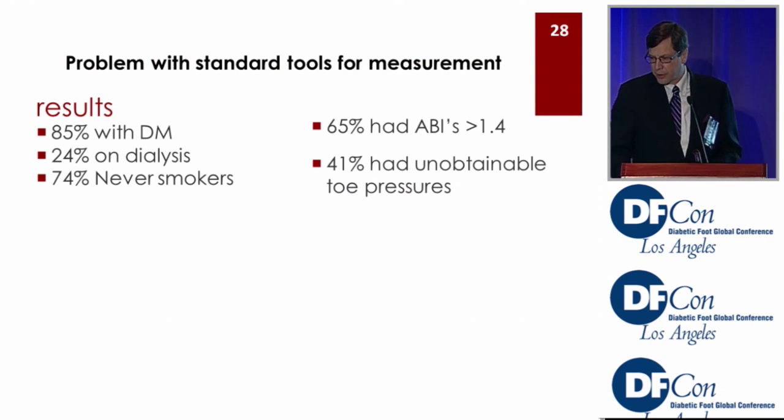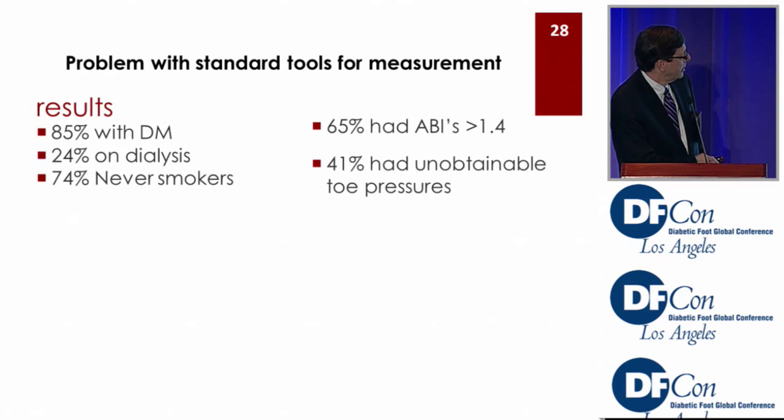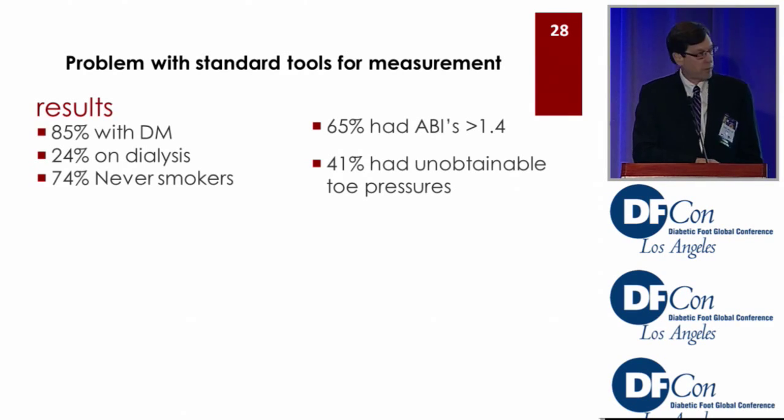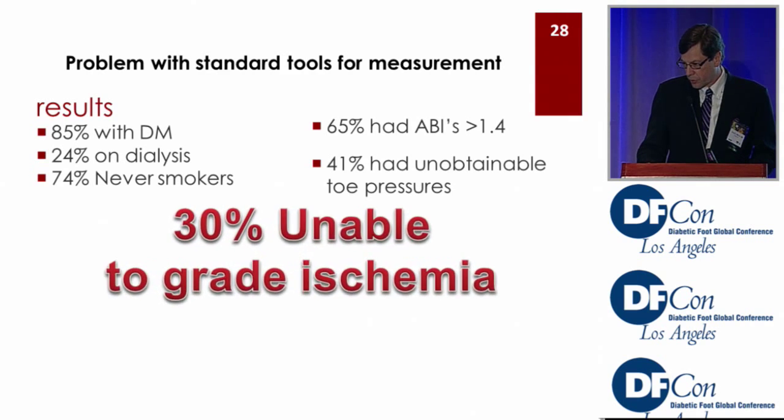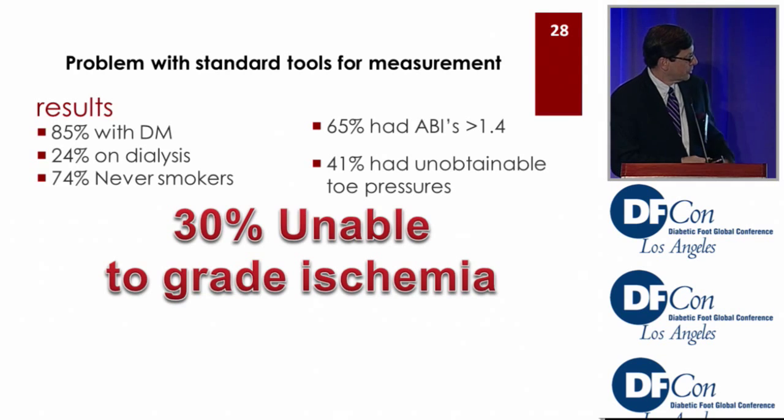Now, what's the problem with our standard tools? Well, this is from our own series. Luc Jean showed a little bit of it yesterday, and Jonathan Brown's done this work with us. But this is our current practice. So 85% of our patients are diabetic. A quarter are already on dialysis. Most of them actually aren't smokers. 65% had ABIs that were greater than 1.4, so that doesn't help you very much. And 41% we couldn't get toe pressures, either because they had no toes or the toes were too swollen. So in general, about 30% we couldn't grade their ischemia in any conventional way using ABIs or toe pressures.